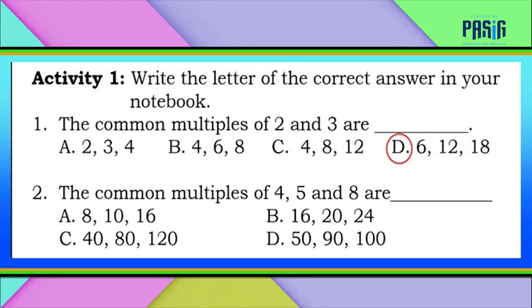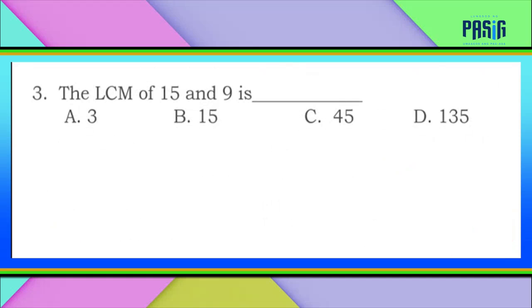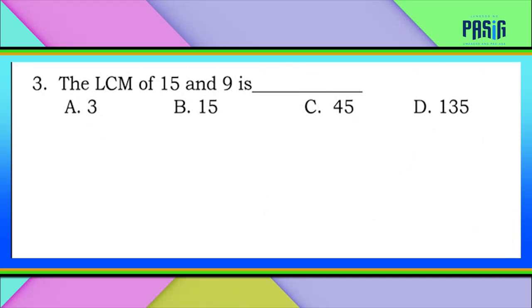Question number 2. The common multiples of 4, 5, and 8 are blank. Your time starts now. And the correct answer is C. Next, question number 3. The LCM of 15 and 9 is blank. Time starts now. The correct answer is letter C.